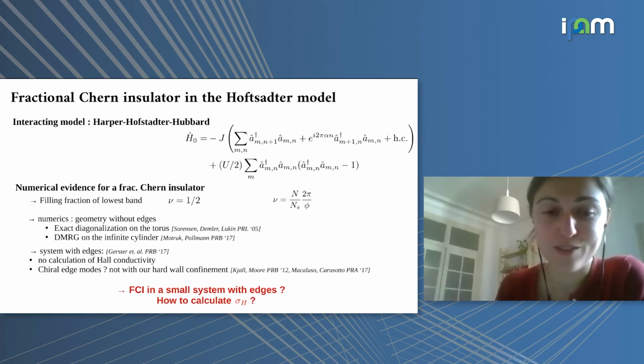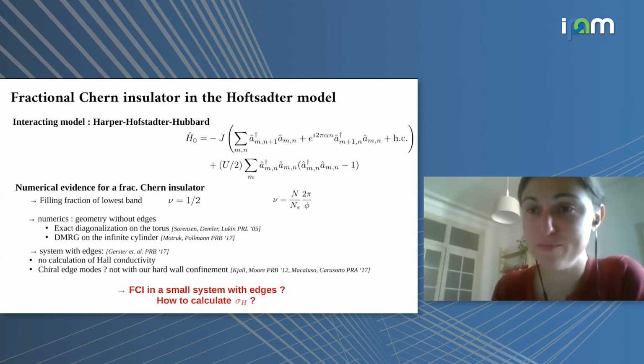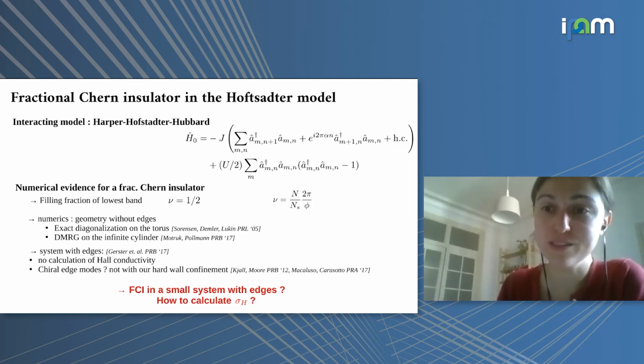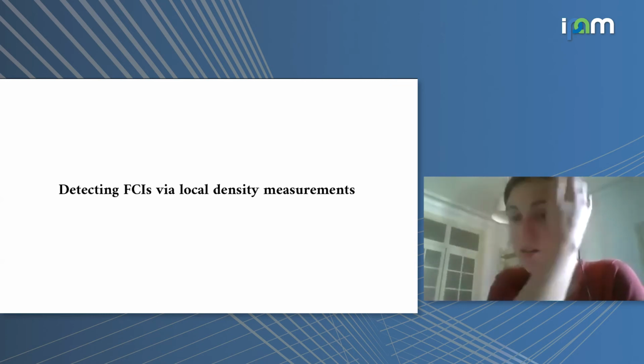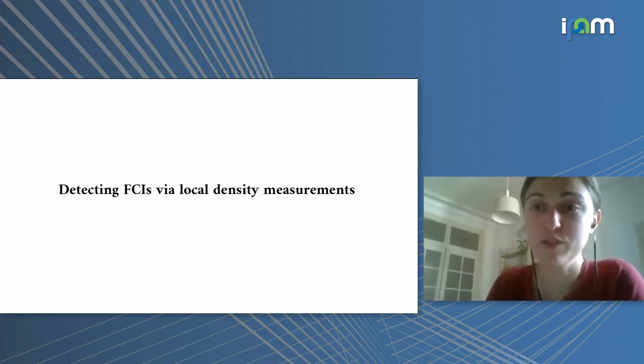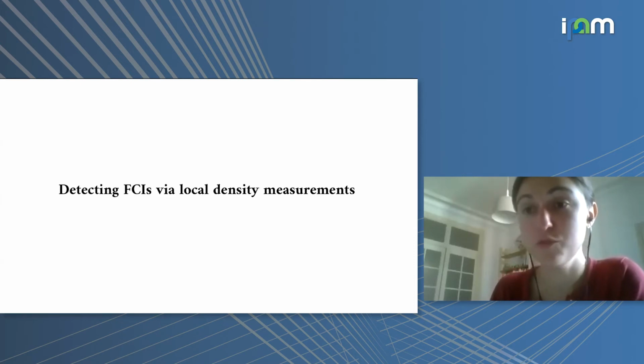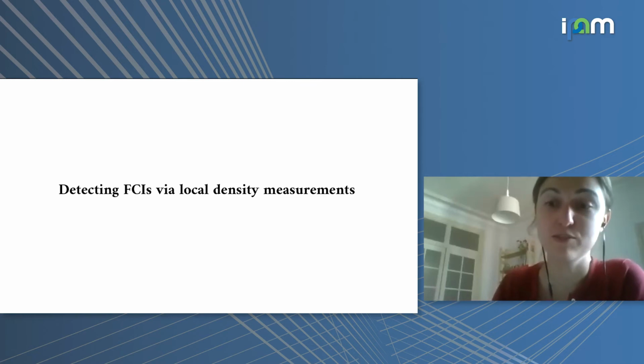So how to find a fractional Chern insulator in a small system with edges, and how to calculate the Hall conductivity, were somewhat unexplored questions until now. So now I'm going to show you more specifically which protocols we designed and which protocols we have in mind to extract the Hall conductivity in this model, in view of identifying these fractional Chern insulator phases in geometry with edges.